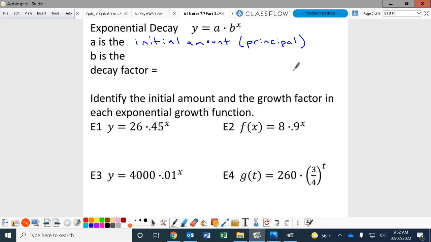Okay, B is going to be what we call the decay factor. It's how much it goes down, guys, every time. How much does it go down every time? And the decay factor is always found, and this is where some people get lost, so pay attention, guys. It's 1 minus the rate of decay. 1 minus the rate of decay.